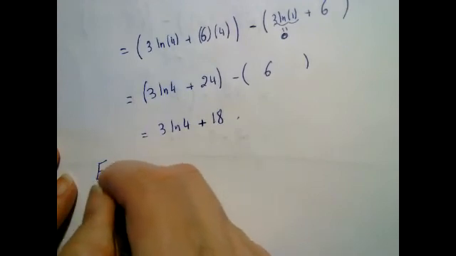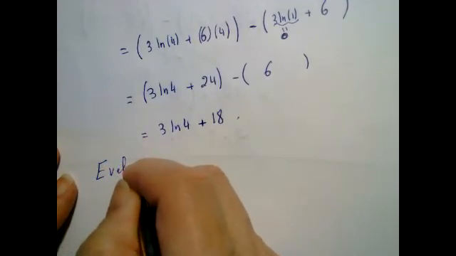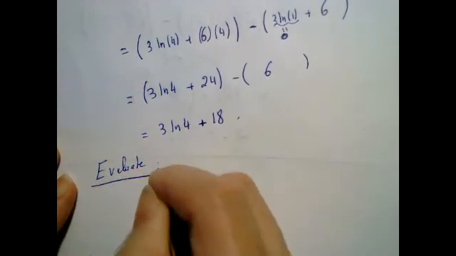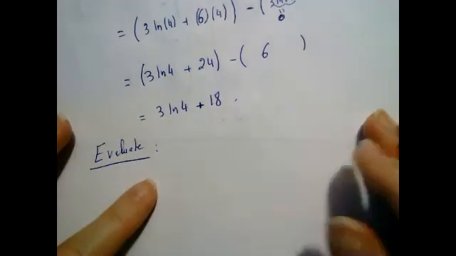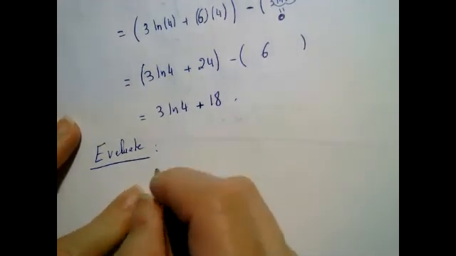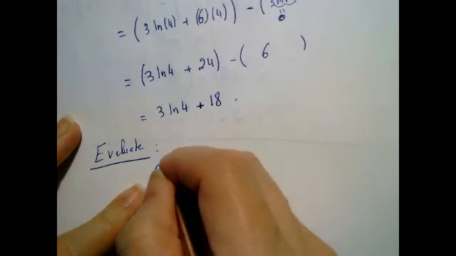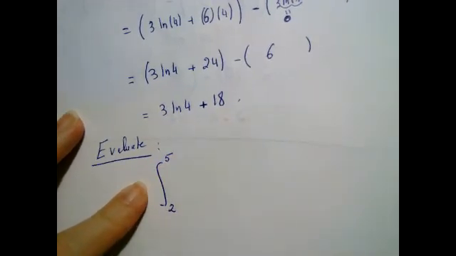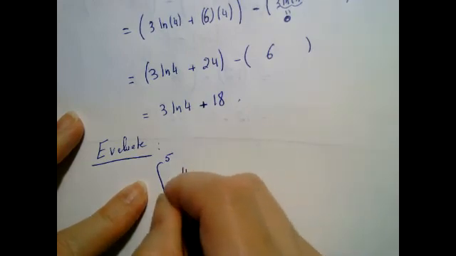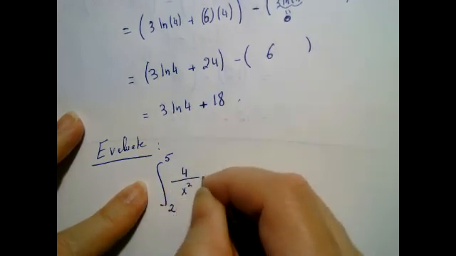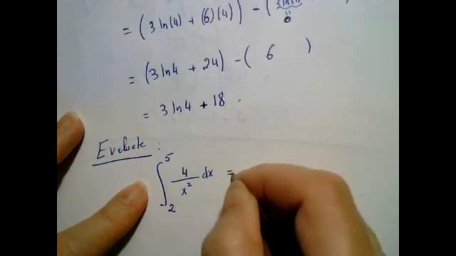Again, those are just to evaluate. I'm trying to remind you. So my goal now is to remind you how to find those antiderivatives. 2 to 5, that's a definite integral. 4 over x squared dx.